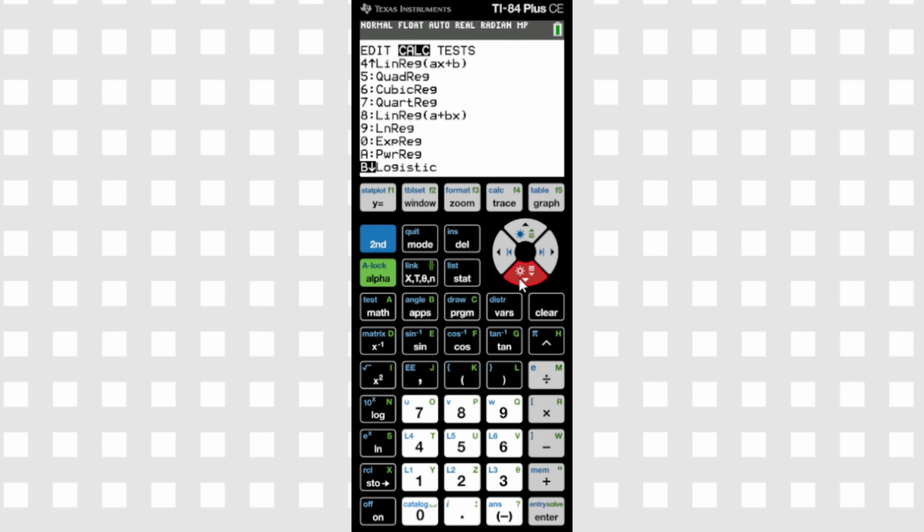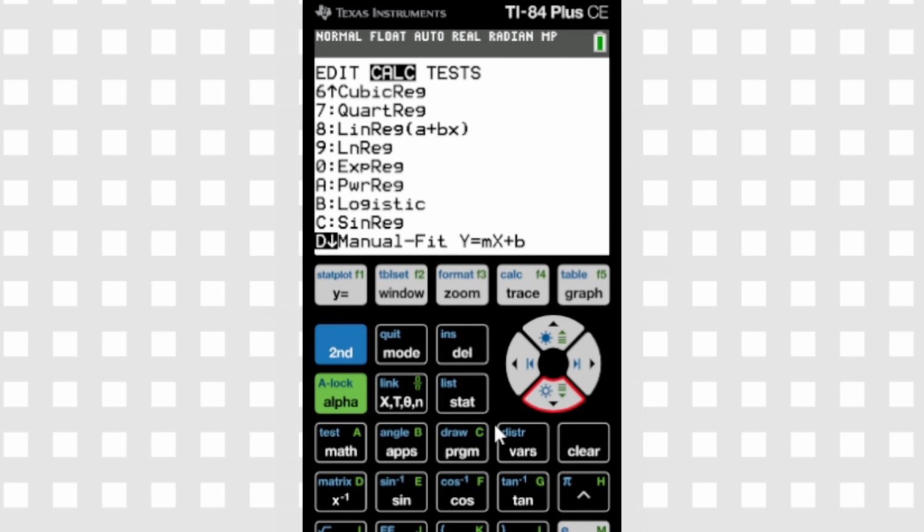Alright, one more thing to talk about. Calculators. If you look through your regressions page, you will find that you also have a sine regression, which is cool, but here's the most important part.